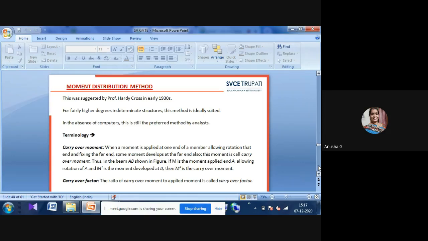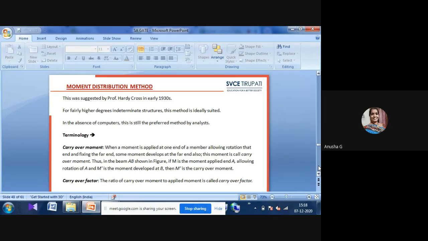Okay. Here one of the main important factors is the carryover moment. When a moment is applied at one end of a member, allowing the rotation at that end and fixing the far end, some moment develops at the far end also. This moment is called the carryover moment. Thus, AB is shown in the figure. I will show the figure. M is the moment applied at A, allowing the rotation at A, and then M dash is the moment developed at B. That is, M dash is the carryover moment.